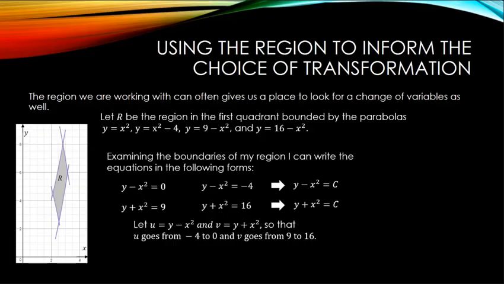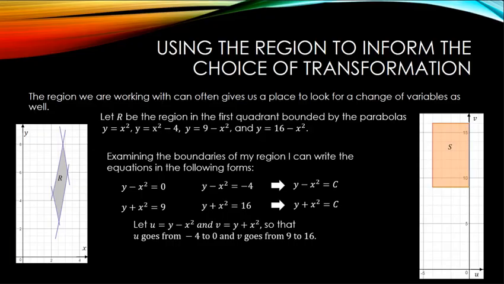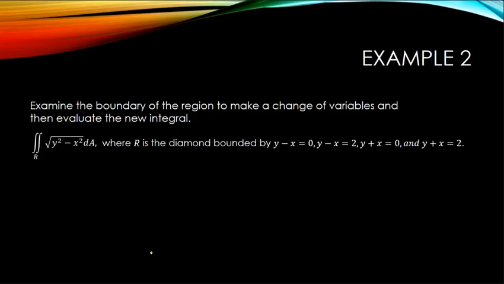This gives me a rectangular region in the UV plane that is bounded on the right by the v-axis and on the left by the line u is equal to -4. On the bottom, it's bounded by the line v is equal to 9, and on the top by the line v is equal to 16. Now I have a region that is much easier to work with. So let's work an example.